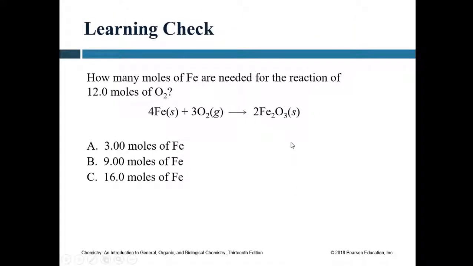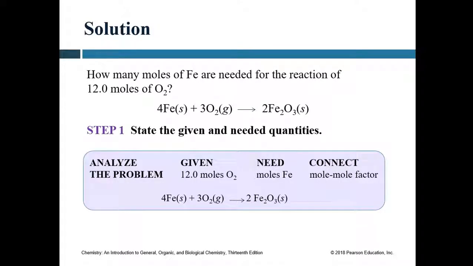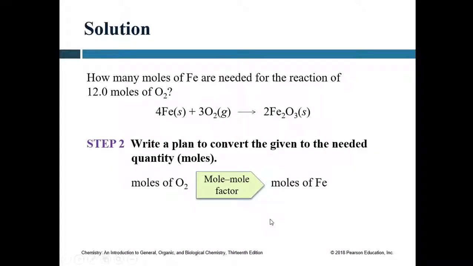Now then, how many moles of iron are needed for the reaction of 12 moles of O2? Press pause and see if you can do this. Now, as we look at this problem, we need to know our iron. We are given that we have 12 moles of O2. Because our balanced equation is a mole-to-mole ratio, we're going to use that mole-to-mole ratio in our equation.